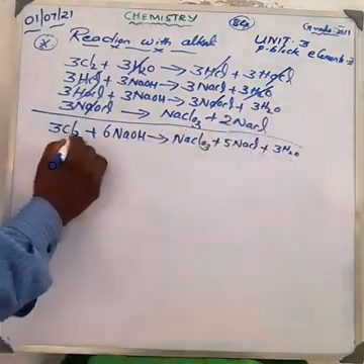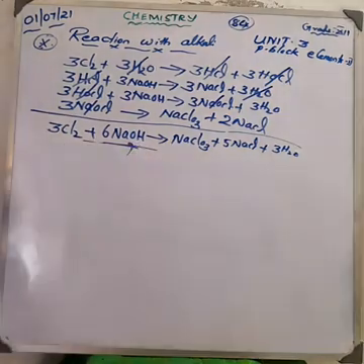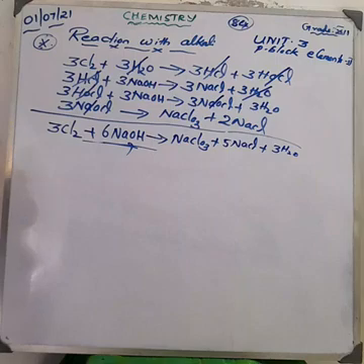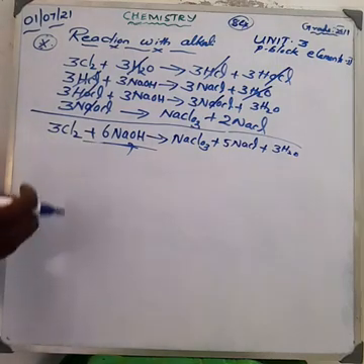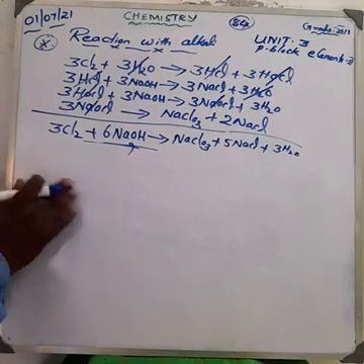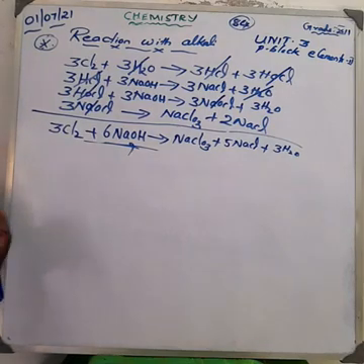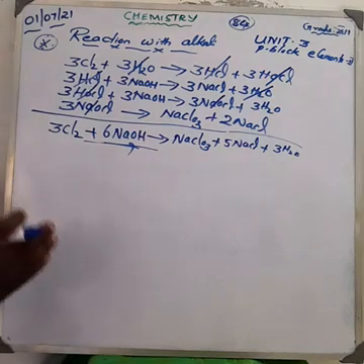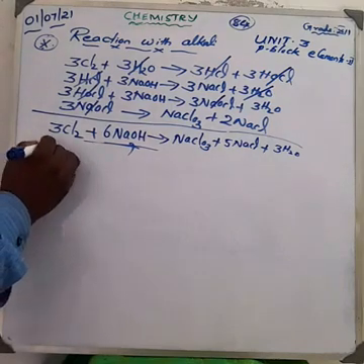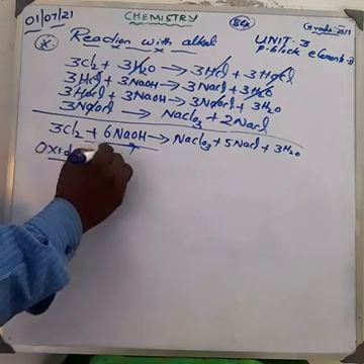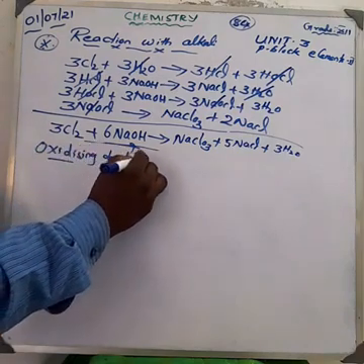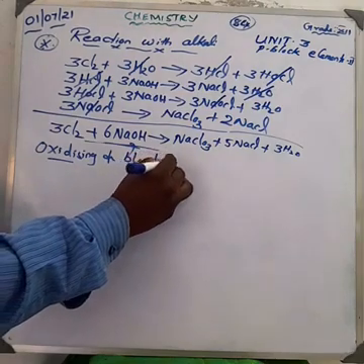Okay. Can you write? Next question. Oxidizing and bleaching action of chlorine. Okay, we know that one. In the previous class, we discussed that. Chlorine is a strong oxidizing and bleaching agent. Chlorine is one of the strong oxidizing agents and also one of the bleaching agents.